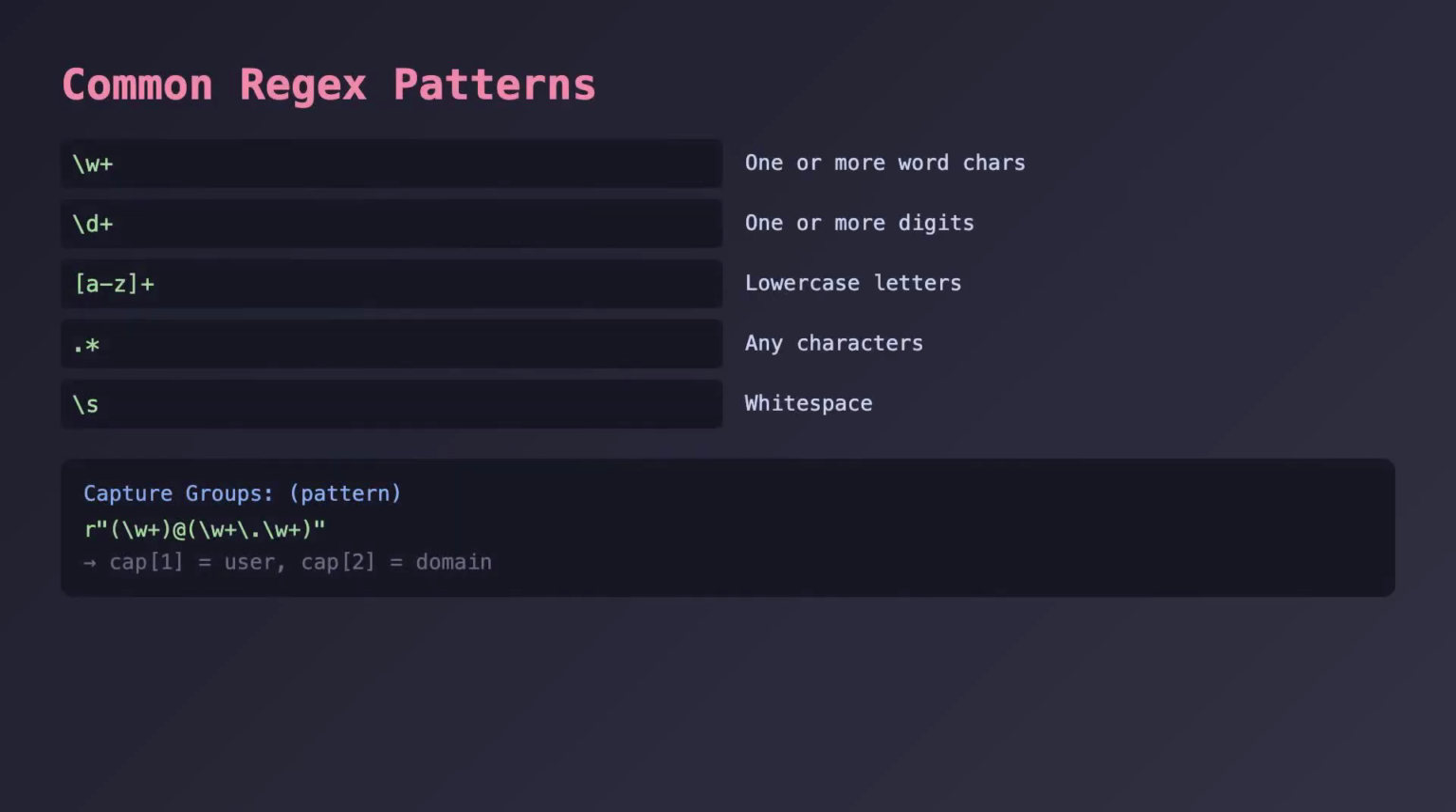Here are common Regex pattern building blocks. \w matches word characters. \d matches digits. \s matches whitespace. Parentheses create capture groups for extraction.